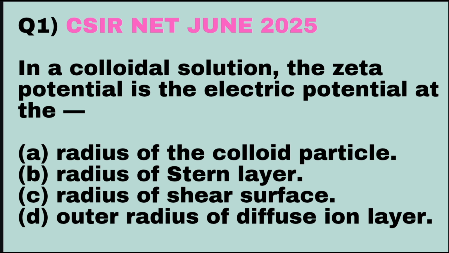Question 1, asked in CSIR in June 2025. In a colloidal solution, the zeta potential is the electric potential at the four options given. A, radius of the colloidal particle; B, radius of Stern layer; C, radius of shear surface; and D, outer radius of diffusion ion layer.